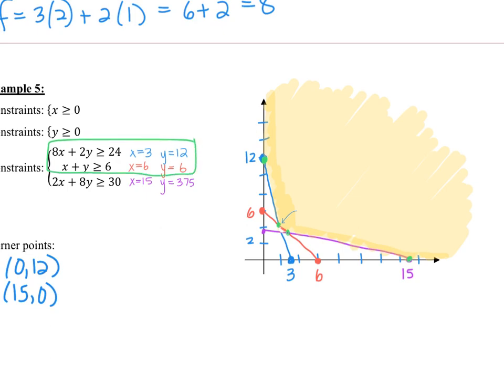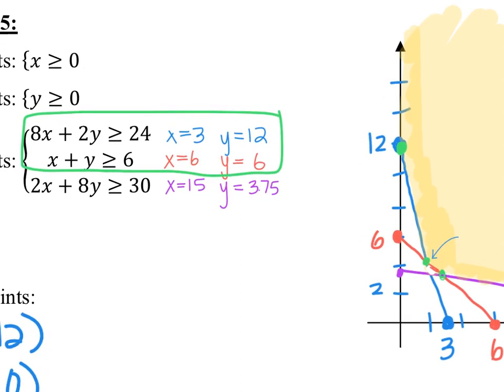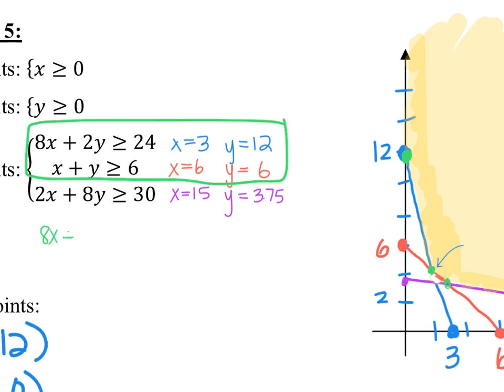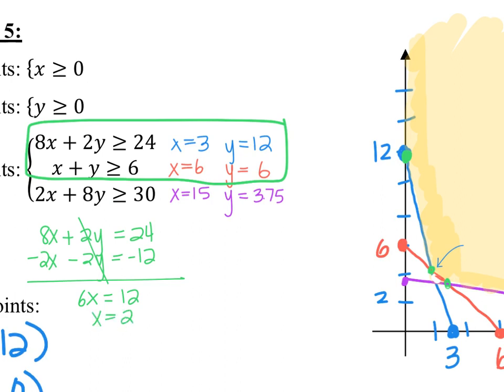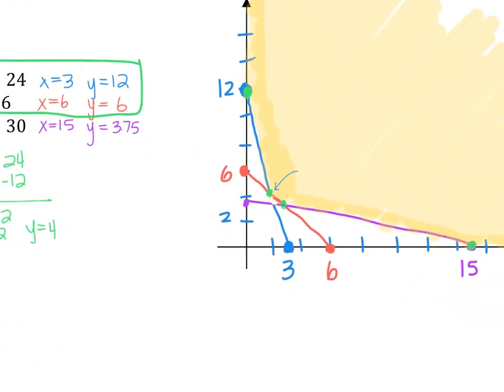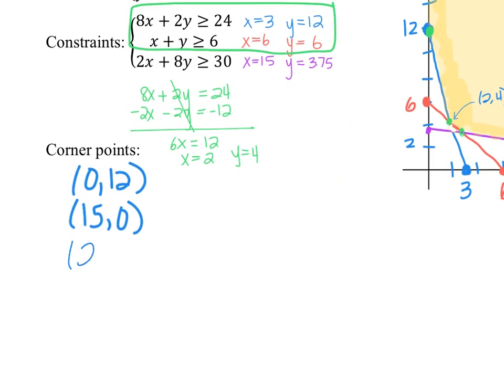And so I'll use my elimination method to solve that. I'm going to multiply the bottom row by -2. So I'll have 8x plus 2y equals 24, and the bottom row by -2. That will eliminate the y's. I'll have 6x being equal to 12. So x is 2. And if x is 2, y must be 4. So this intersection point is 2, 4. So I'll add that to my list of corners.